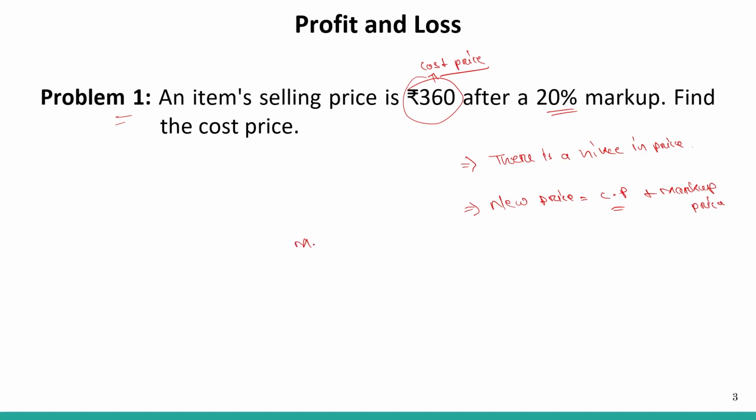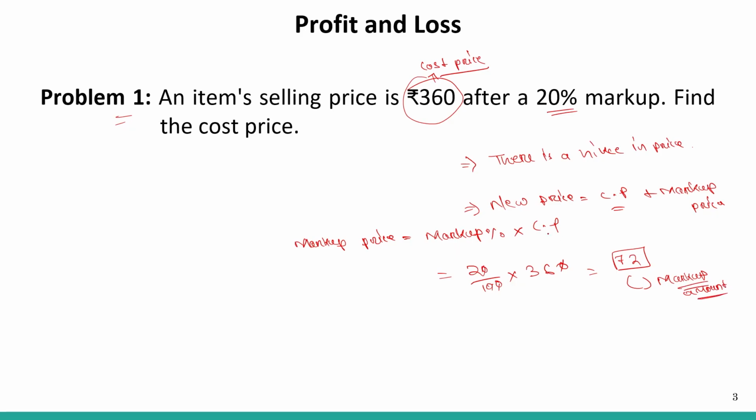So how to calculate the markup price? The markup price is equal to the markup percentage multiplied with the cost price. So this is equal to 20 by 100 into 360, right? Cancelling out the zeros in numerator and denominator, what we are left with is 72. So this is the markup amount.